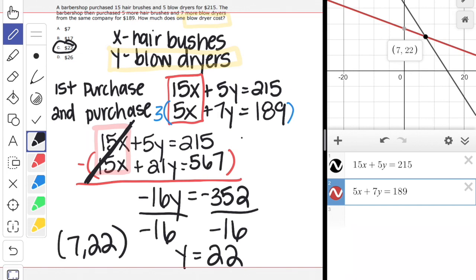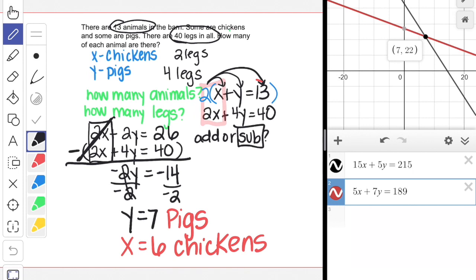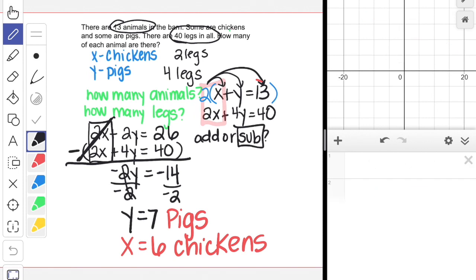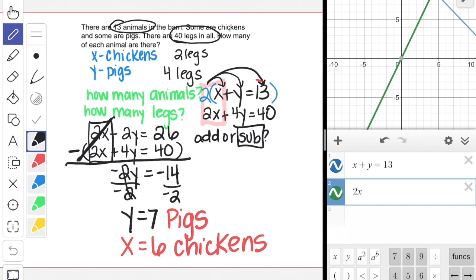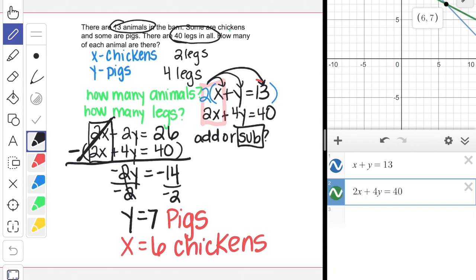Also, I'm going to go back to the previous problem. We did not check this in Desmos, but you can do it the same way with the chicken and the pig. So I have x plus y equals negative 13. And then I have 2x plus 4y equals 40. And again, we got 6 and 7. And we were solving for both of them. So we need to find the number of pigs and the number of chickens. So chickens is 6, pigs is 7.